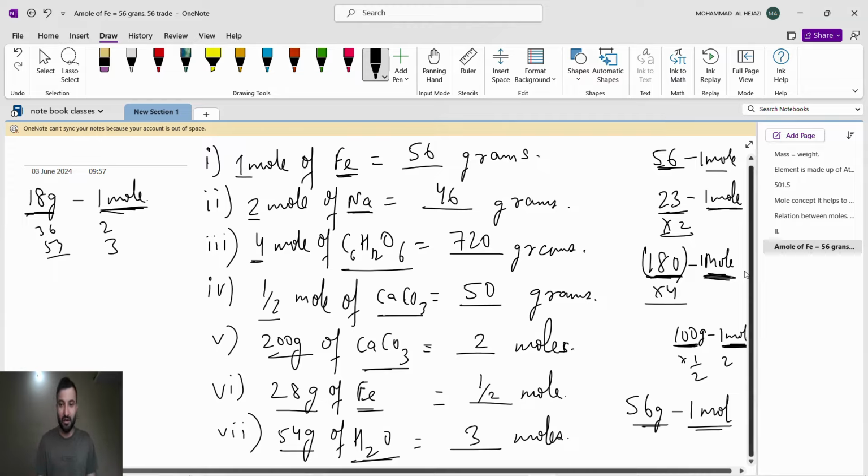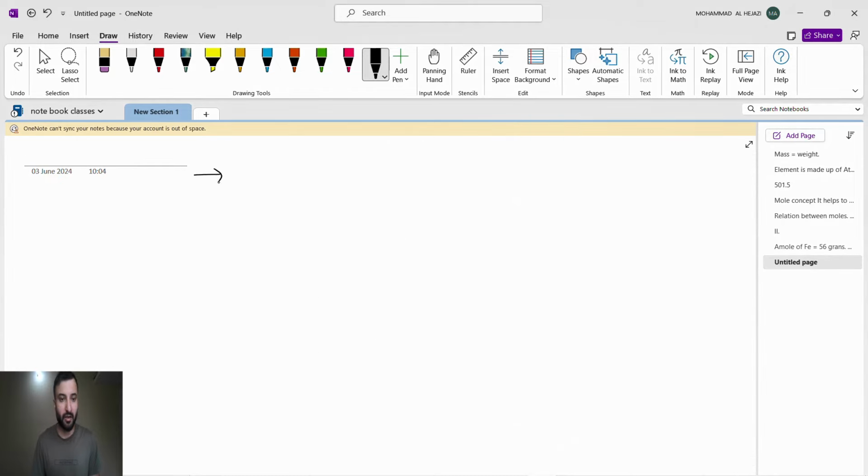That's it. So after that, write down this all 1, 2, 3, 4, 5, 6, 7. It's all example. So this is very important for the numerical part. Okay. And the last we will write the formula of how to find the number of moles.